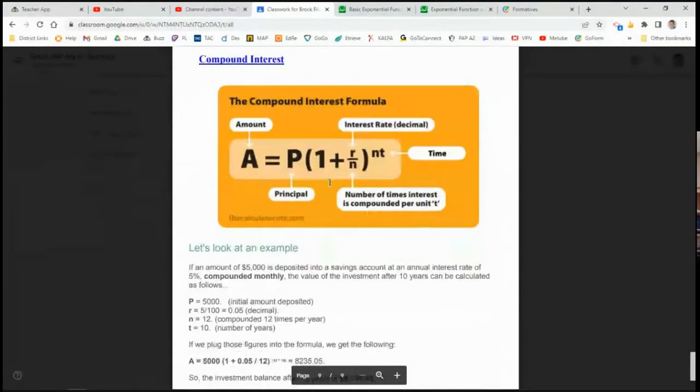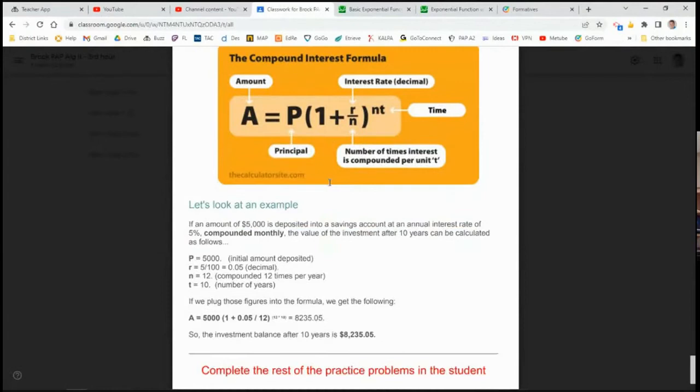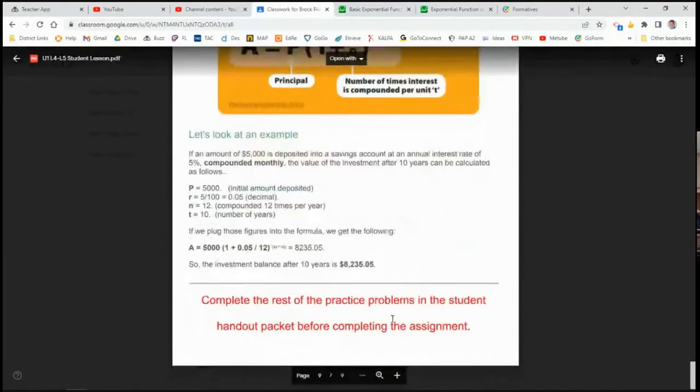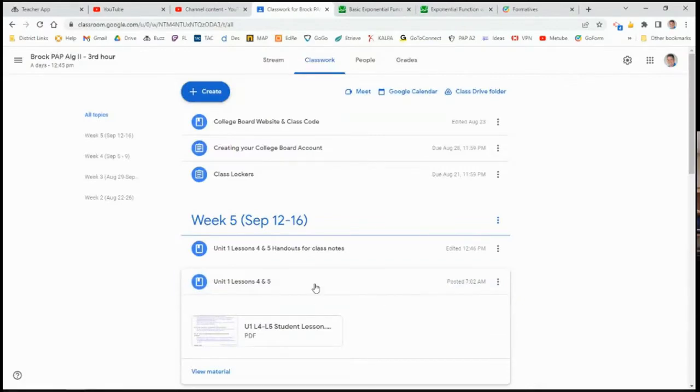Then the last thing we're studying this week is compound interest. So here's the lesson on compound interest. All right, so this tells you how to do that. And then you're supposed to complete the rest of the practice problems in the student handout packet for completing the assignment. So there's the lessons.